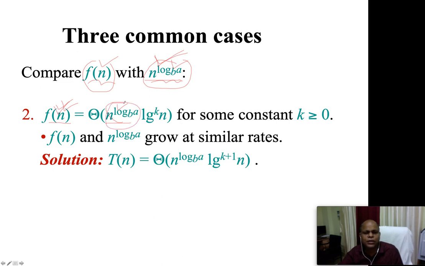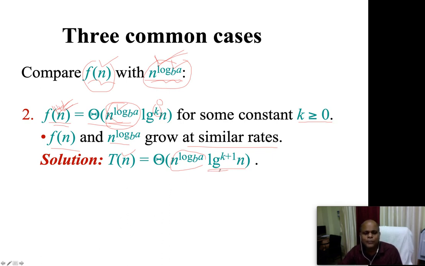That means their growth is the same, so for some constant k equal to 0. If we put k equal to 0 here, because k is greater than or equal to 0, that means Fn is equal to theta of n to the power log a base b. That means Fn and your leaf nodes n to the power log a base b are of the same order of growth. In that case we will say that Tn will be the leaf nodes with this factor.